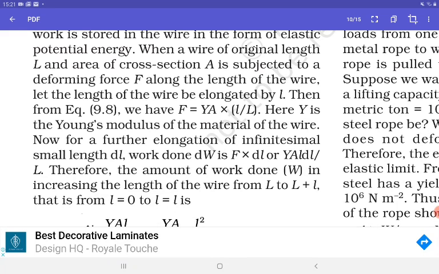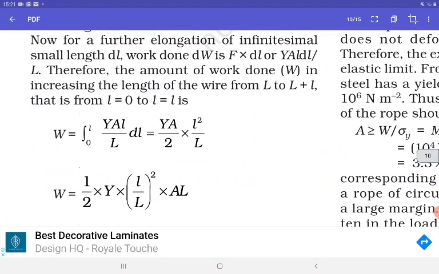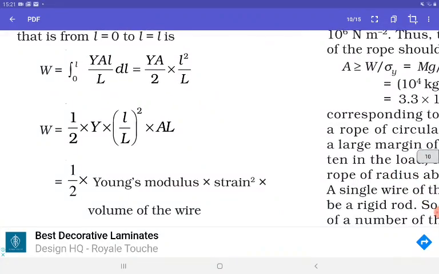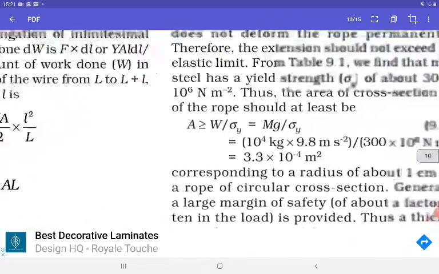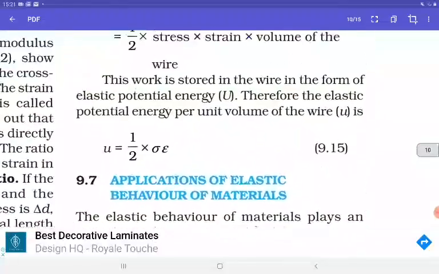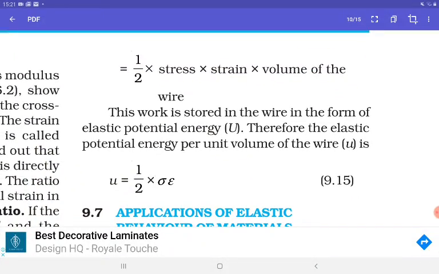Now for a further elongation of infinitesimally small length dl, the work done dW is F into dl, or YAl dl upon L. Therefore, the amount of work done in increasing the length of the wire from L to L plus l, that is from l equals 0 to l equals l, is W equals the integral from 0 to l of YAl upon L dl. That is, half into Young's modulus into strain square into volume of the wire, which is equal to 1 by 2 into stress into strain into volume of the wire.